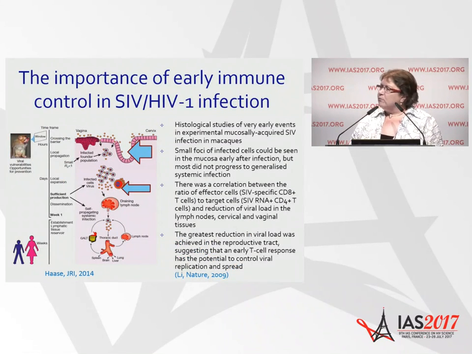However, there was a potential. These important studies of very early events in macaque infection, from Ashley Haase's group, have suggested that there is a tiny window of opportunity following mucosal exposure when there are just small foci of infection in the mucosa, many of which can be extinguished by the influx of T cells if the T-cell response is large enough, suggesting that if you had a presence of T cells at the site of mucosal exposure, you might be able to contain and eliminate infection.